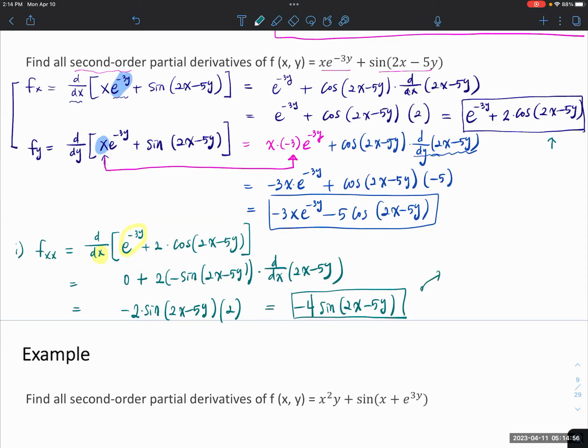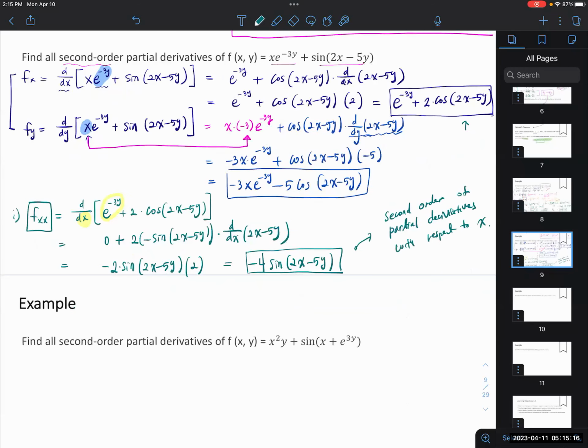One more time. This is the second order of partial derivatives with respect to x. So this is fxx. Okay, three more to go.